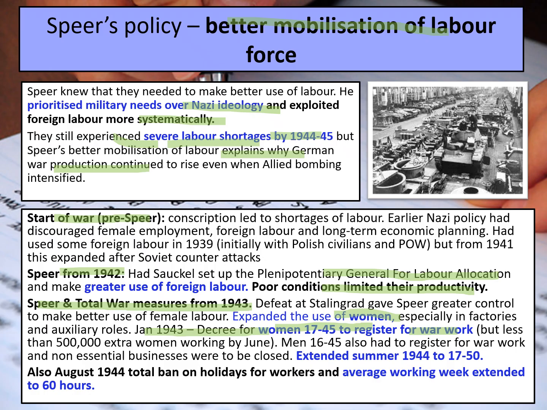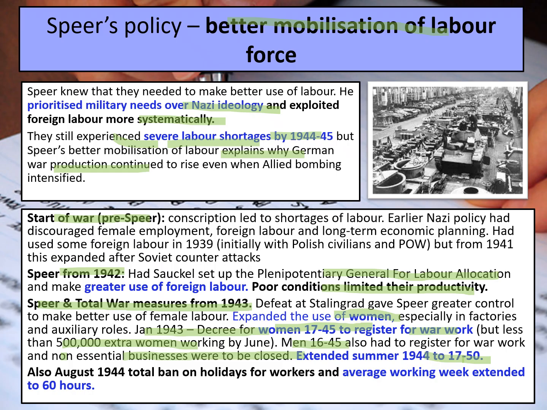Now, this wasn't as far-reaching as Speer wanted, and actually it only led to an extra 500,000 women working by June 1943. It wasn't just women, though, that were now expected to register for war work. It was also now compulsory for men between the ages of 16 and 45 to register for war work too. And as part of these total war measures as well, they did things like closing non-essential businesses. Remember that the age that women were expected to register for war work does extend in summer 1944 when the military situation gets even more desperate, and it increases to the age of 50.